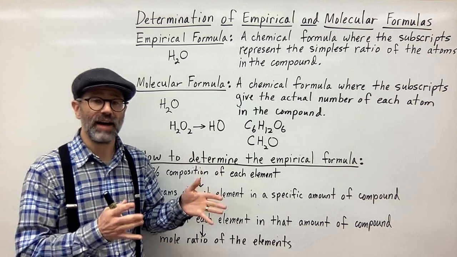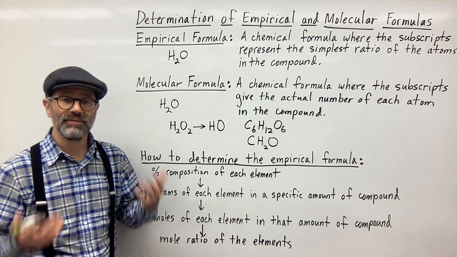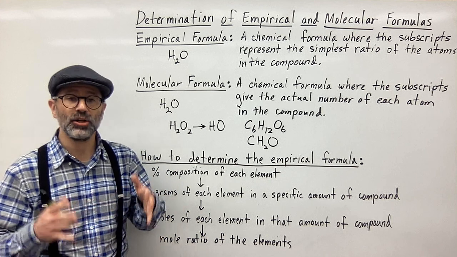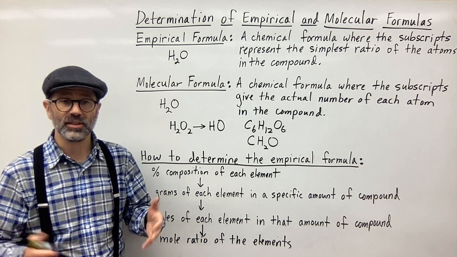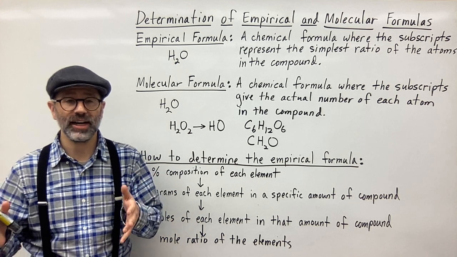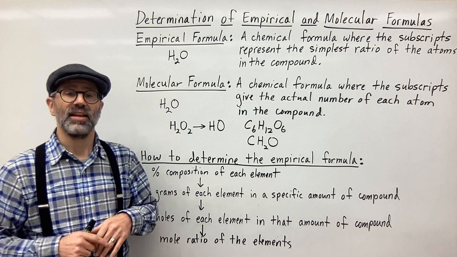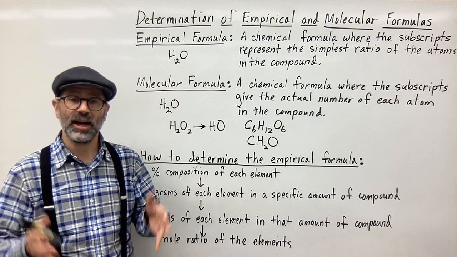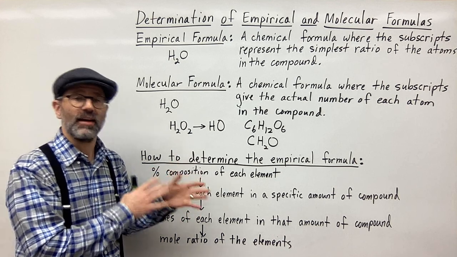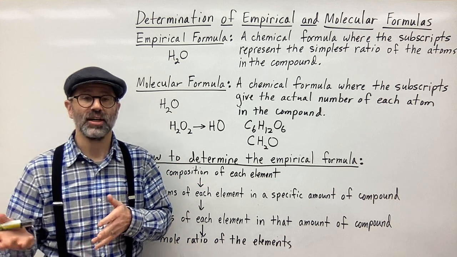25% means 25 out of 100. Well, if that's the case, just assume that you have 100 grams of your substance. If 12% of 100 grams is carbon, then that means out of 100 grams, you have 12 grams of carbon. So the 12% becomes 12 grams, right?